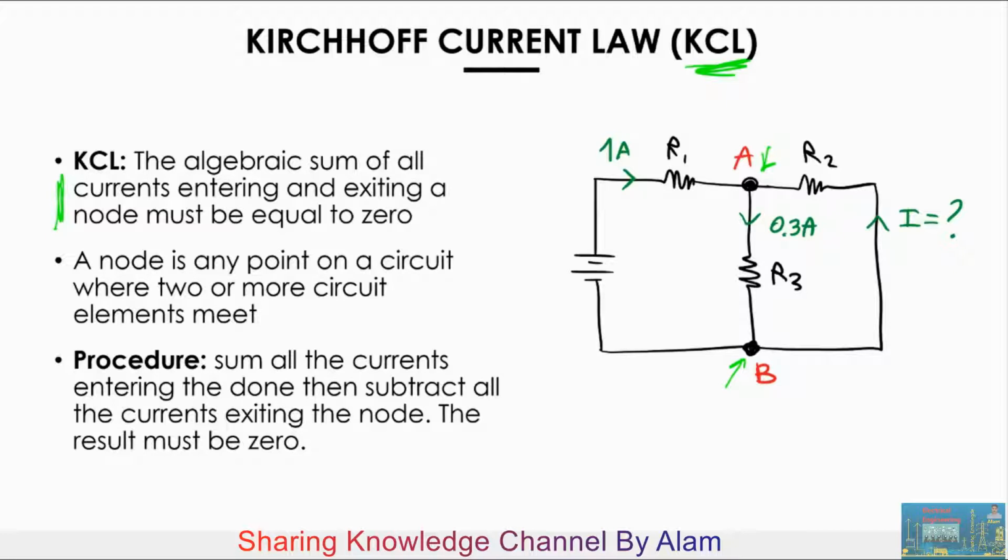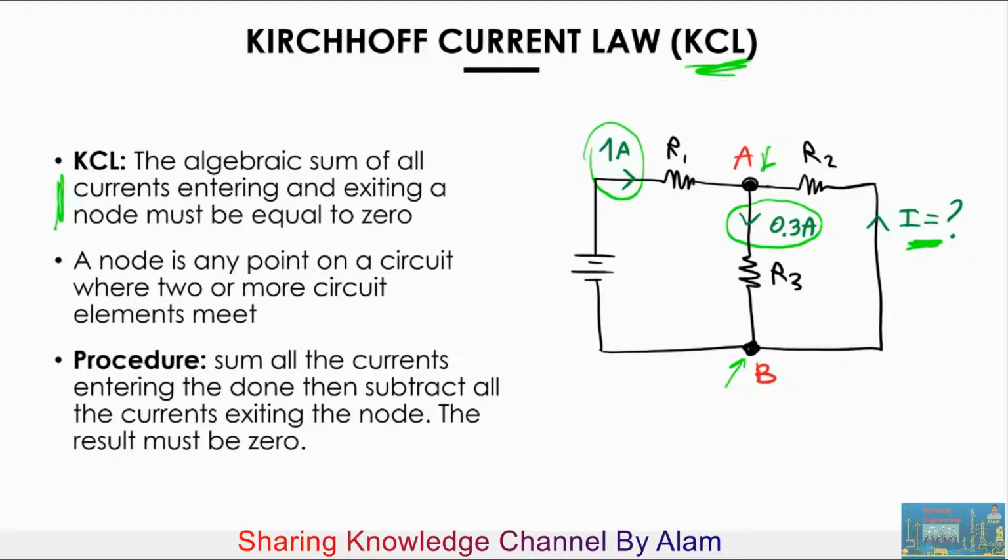The procedure to calculate the values of the currents is very simple. You first define an arbitrary direction for the currents that you don't know. In this example, we have already been told the value and direction of this current, and the value and direction of this other current. We don't know the value of the current in this branch of the circuit. So as far as we can tell, the current could be going down or up. We don't know that yet. So what we have to do is apply an arbitrary direction. It doesn't matter what you pick. If you pick the right direction, you will get a positive number as a result. If you get a negative number, you know that the direction was the opposite.